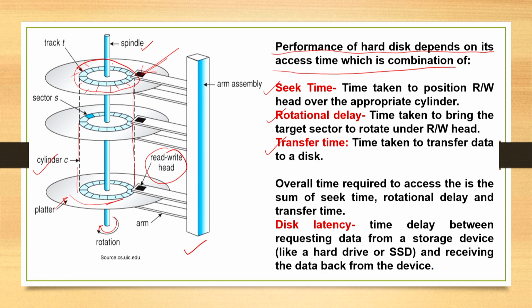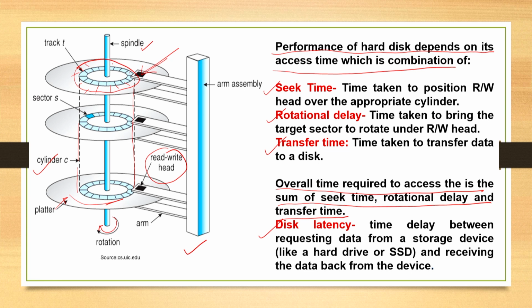Seek time is the time taken by the read write head to move over the appropriate cylinder, whereas rotational delay is the time taken to bring the target sector to rotate under the read write head, and transfer time is the time taken to transfer data to the disk. So, the overall time required to access is the sum of seek time, rotational delay and transfer time.